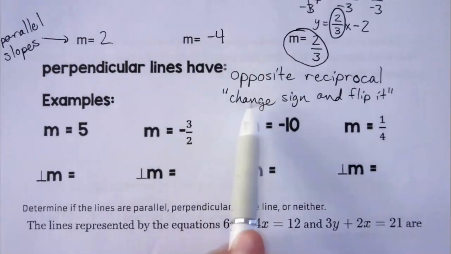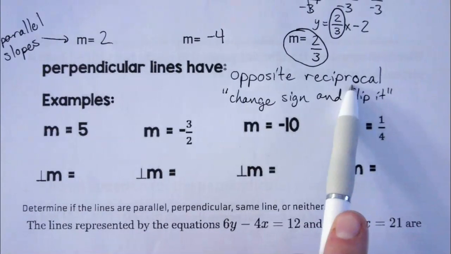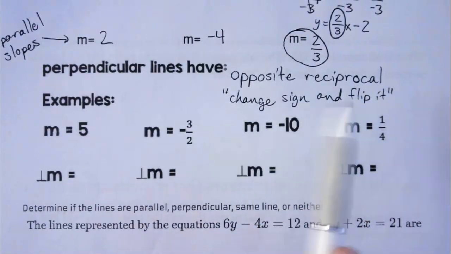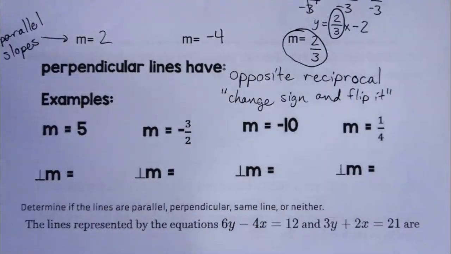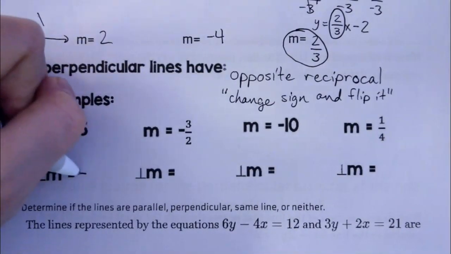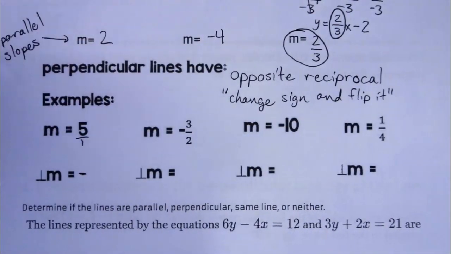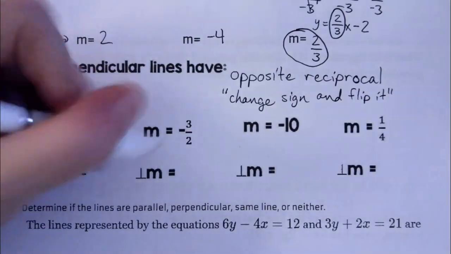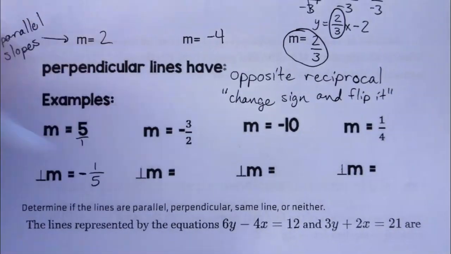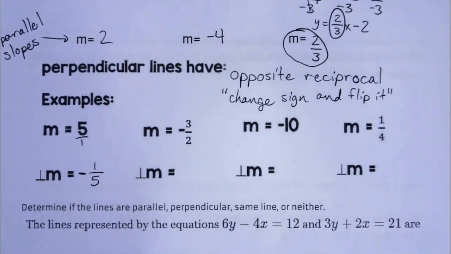The slopes for perpendicular lines are opposite reciprocals. We're going to do this: you have to change the sign and flip it. You must do both things. So we're going to change the sign. This one is going to be negative because it starts as a +5. But then you're like, wait, how do I flip a whole number? Well, 5 is the same as 5 over 1. So anytime you have a whole number, you need to put 1 over that number. And that's it.